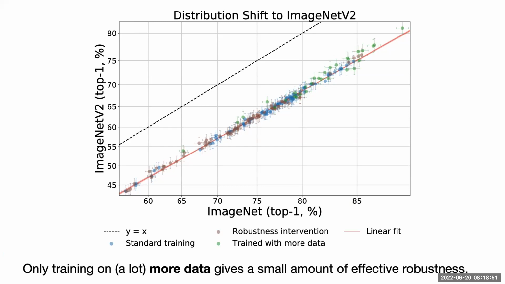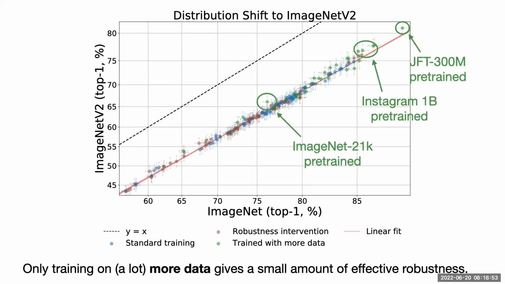The only models that stand out by a little bit are some of the green points here. So these are models trained on more data. Some of them a lot more data. So on the top right, we have a model trained on Google internal training set, JFT 300 million. So as the name suggests, this model was pre-trained on 300 million images. And then it's a little bit above the baseline.